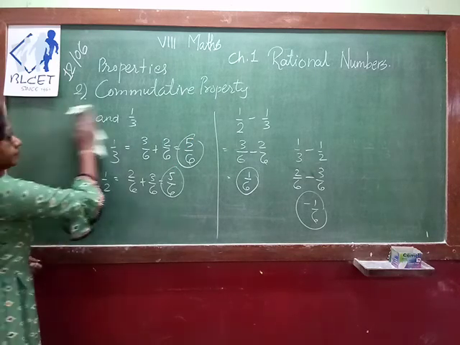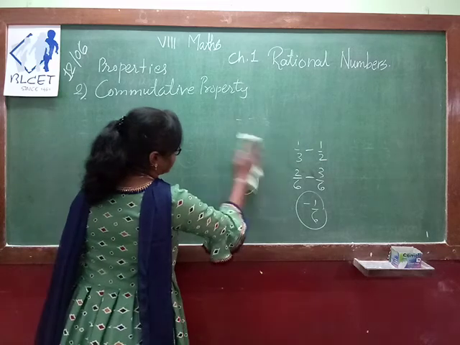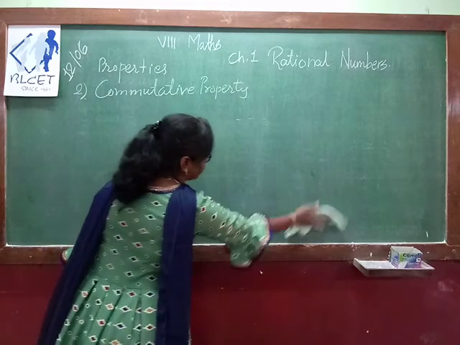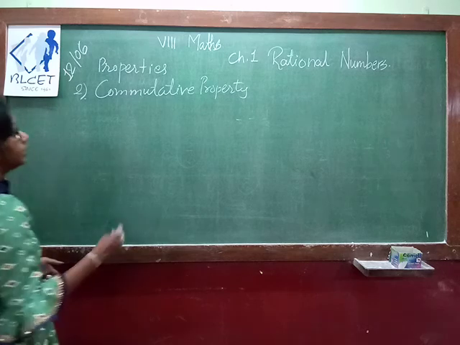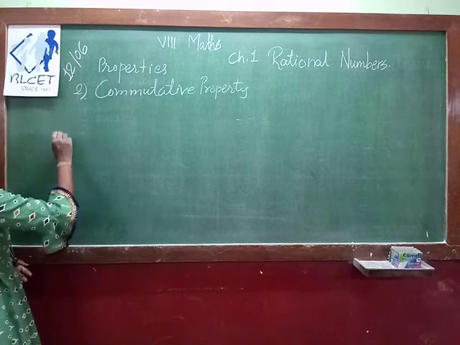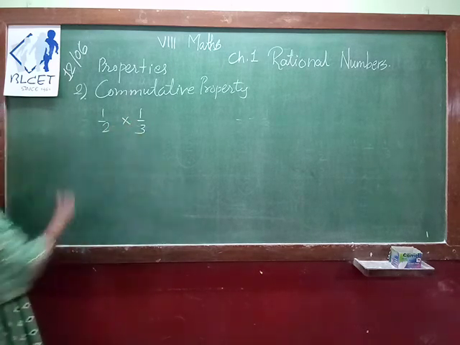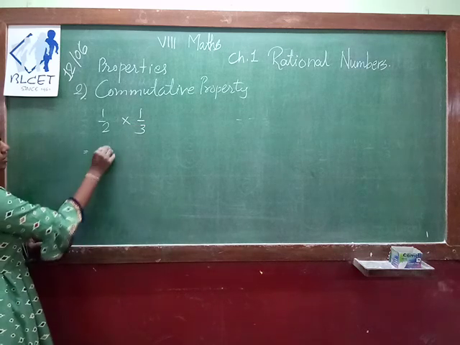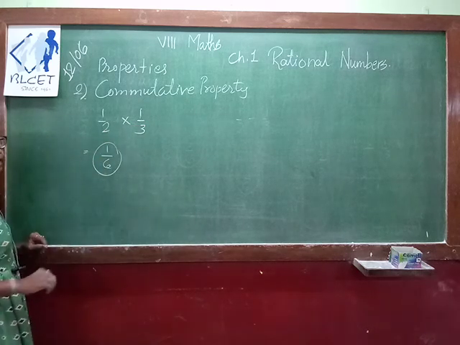For addition it holds, but for subtraction it does not, because we are not getting the same answer after changing the order of the rational numbers. Now we check for multiplication. 1 by 2 multiplied by 1 by 3. So what is the answer? 1 into 1 is 1, 3 twos are 6. We are getting 1 by 6 as the answer.